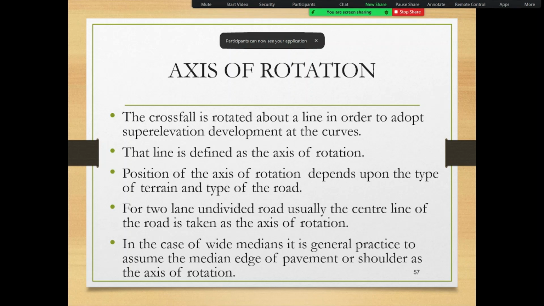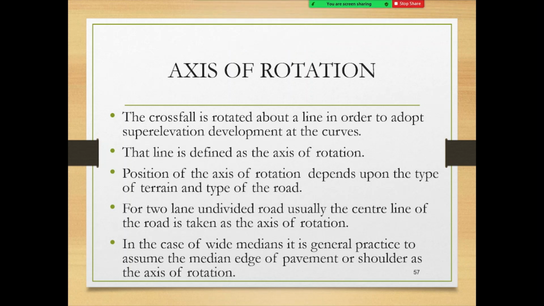For a two-lane undivided road, meaning without a center median, usually the center line of the road is taken as the axis of rotation. In the case of wide medians, it is general practice to assume the median edge of pavement or shoulder as the axis of rotation. Now remember here the shoulder is not the edge shoulder, right?